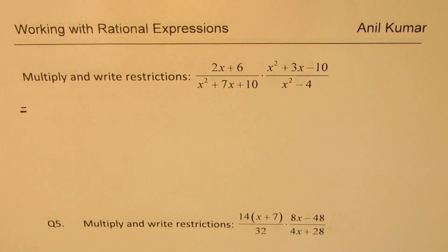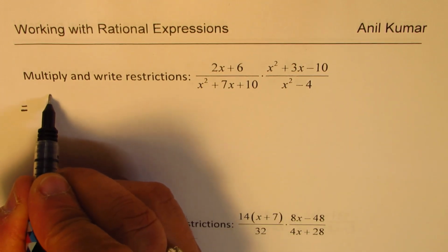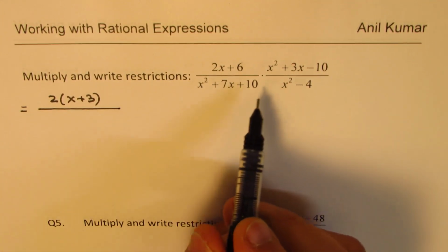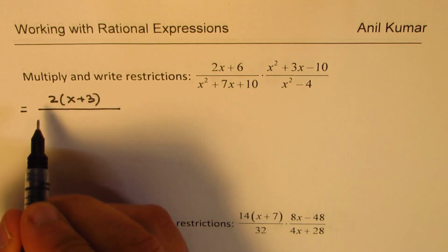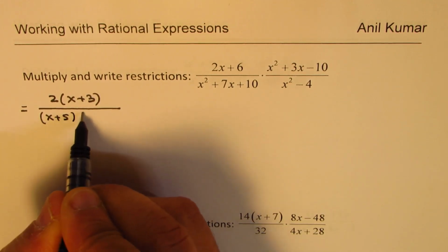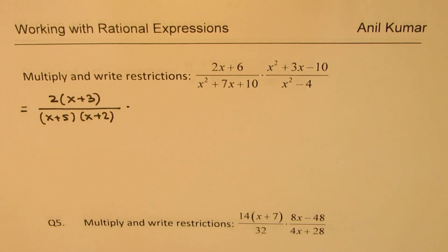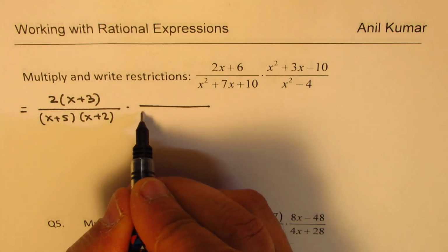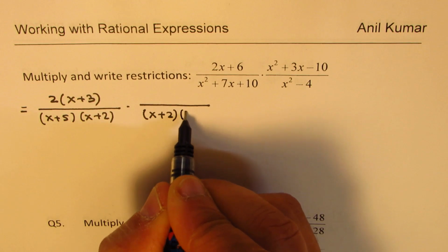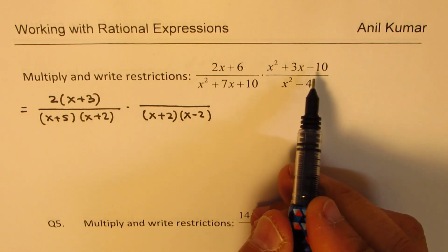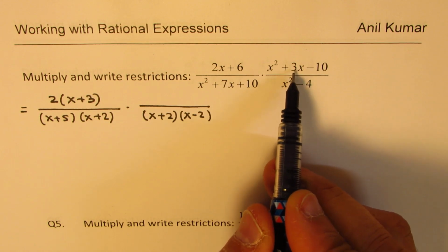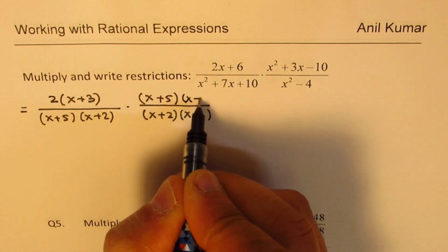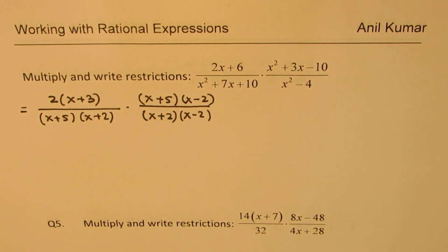First step will be to factor, correct? So 2x plus 6, I could factor out 2 and I get x plus 3 there. In the denominator, we need product of 10 and sum of 7, 5 times 2. So we get (x + 5) times (x + 2). And we need to multiply by the other rational expression, x squared minus 4, which is a difference of squares. We write this as (x + 2) times (x - 2). In the numerator, minus 10 as the product, and we want plus 3, so it will be (x + 5) times (x - 2). Okay, so those are the terms which we get.